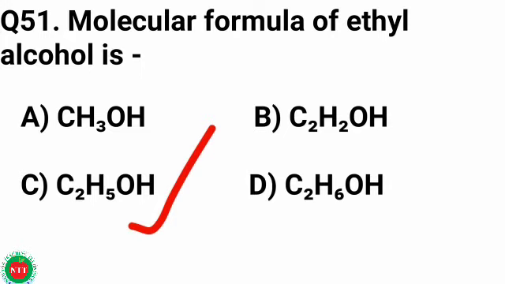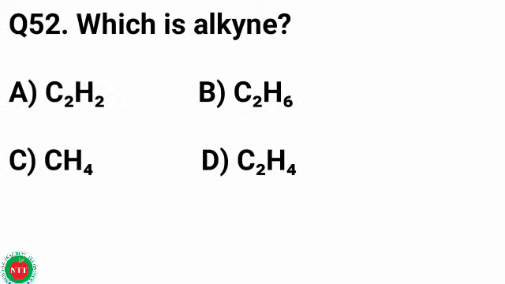C2H5OH. Question number 52. Which is alkyne? A. C2H2, B. C2H6, C. CH4, D. C2H4. And the right answer for this question is C2H2.